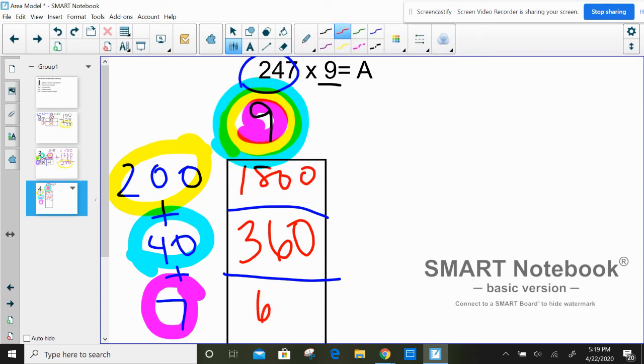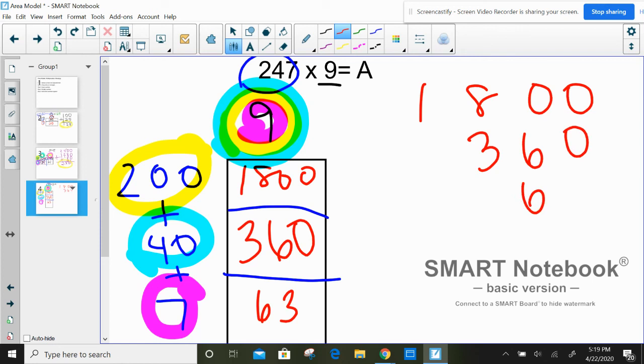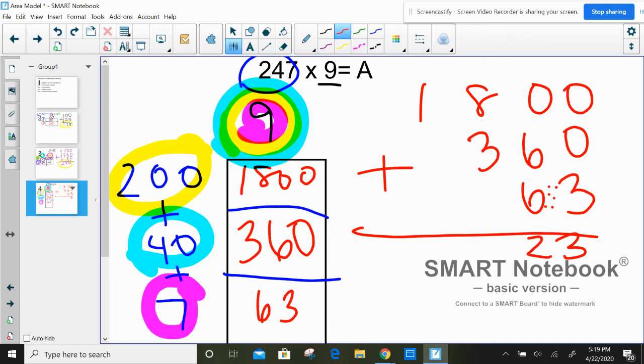So that's going to go down here. So you should have 1,800, 360, and 63 all add up together. Okay, so 3 plus 0 is 3. 6, 7, 8, 9, 10, 11, 12. 8, 9, 10, 11, 12. 1, 2. Okay, so that means the product, the answer to this multiplication equation is 2,223.